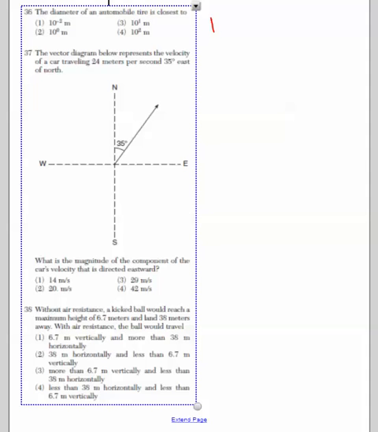Okay, so on to B1, number 36, the diameter of an automobile tire. It's approximately 1 meter, so now you're just looking at things that are approximately 1 meter, and anything raised to 0 power is 1.